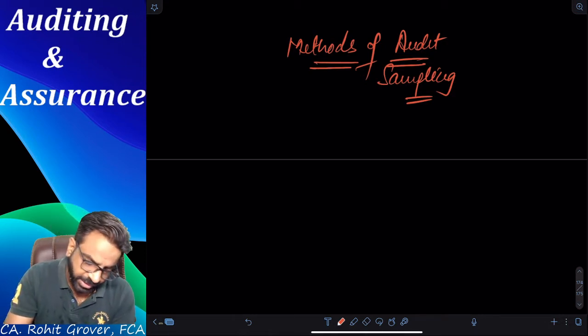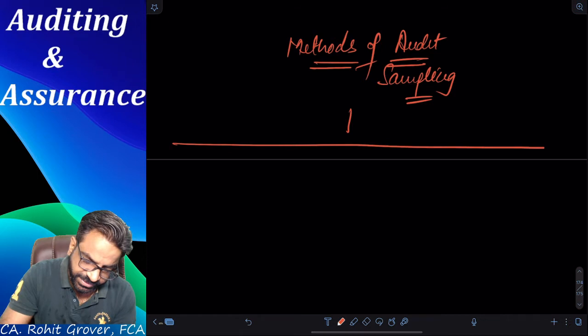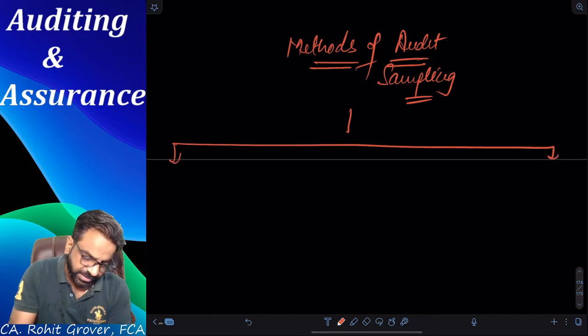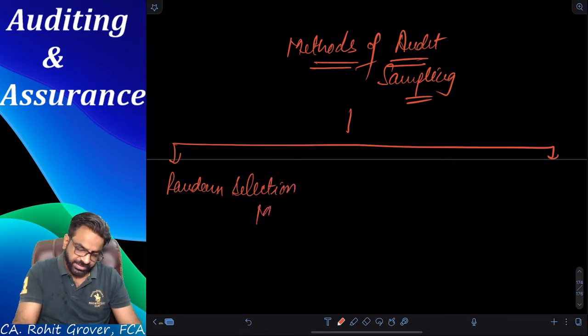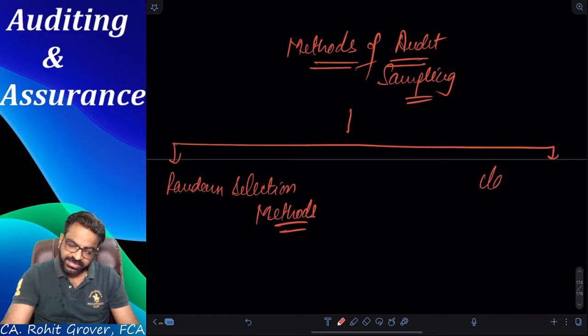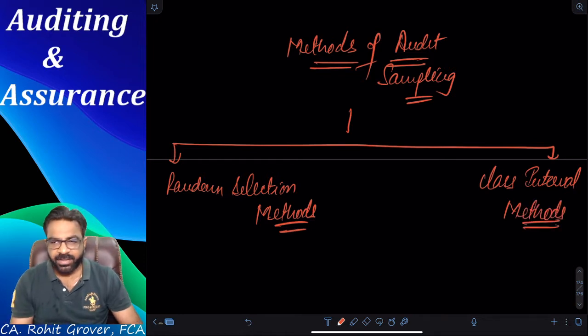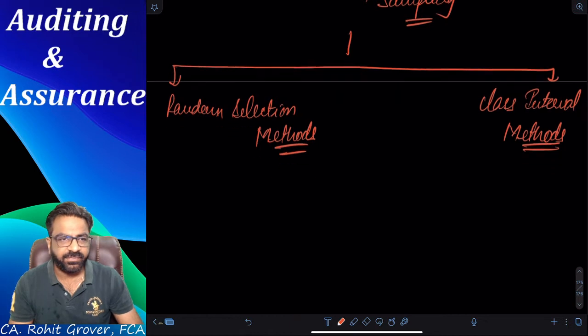into two types of methods. What are the two types of methods? One is known as random selection methods, and another one is known as class interval methods.